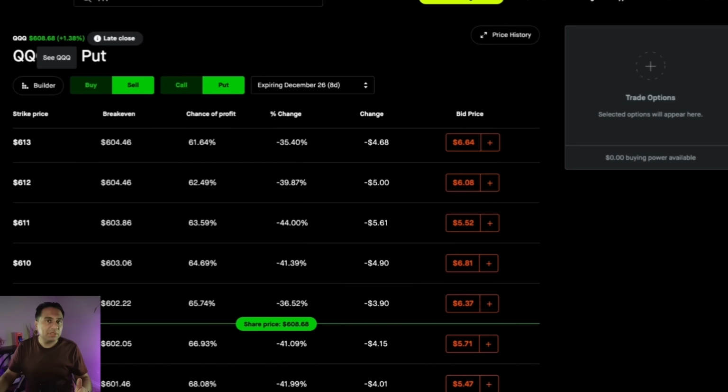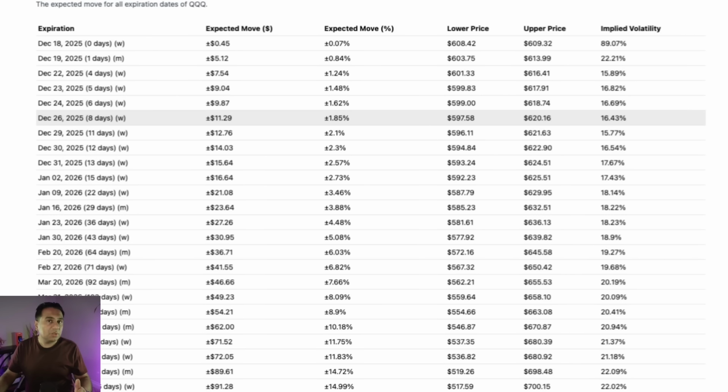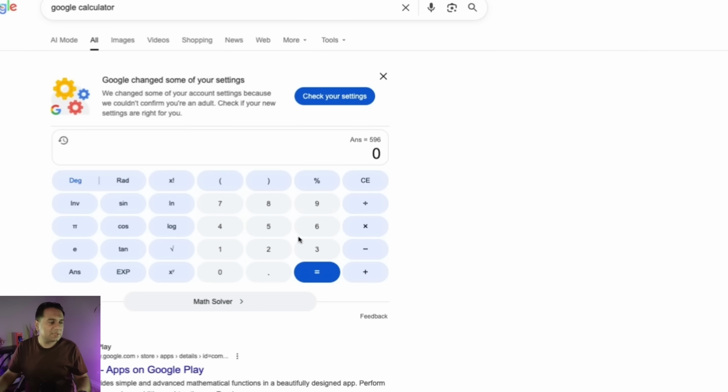So the first thing I want to do before opening a put credit spread is to look at the expected move. So to look at the expected move, because we chose the December 26, 2025 options chain, I'm going to go here to December 26, 2025. And as you can see, we have an expected move of plus minus 11.29. Now for ease of calculation, I'm just going to round it off to $12. So knowing that QQQ ended the day at 608, I'm just going to take the 608 and subtract $12. Once I subtract $12 from 608, we end up with a strike price of 596.